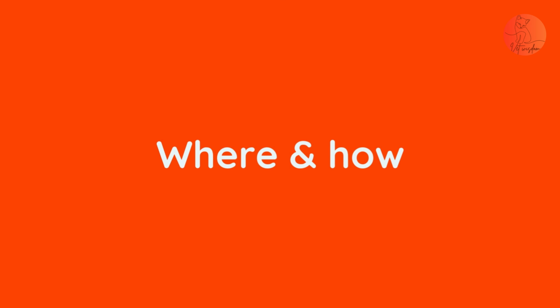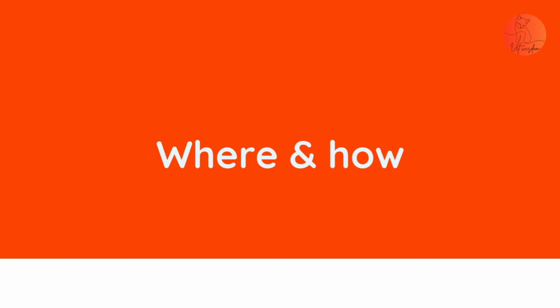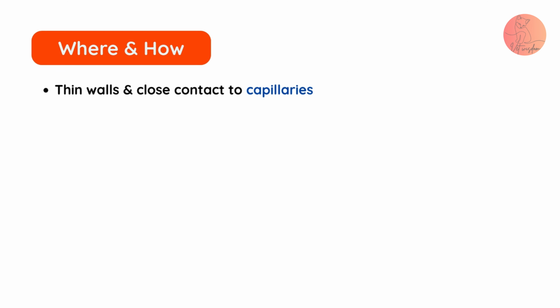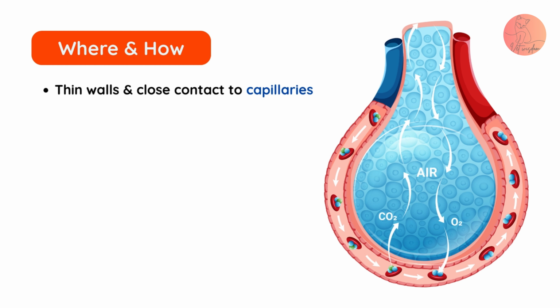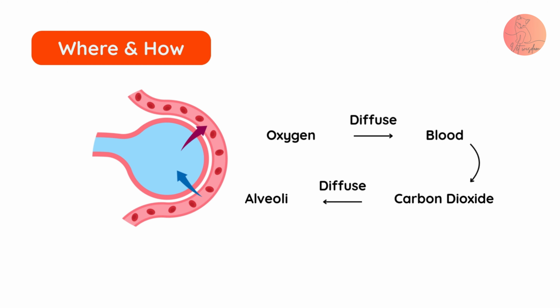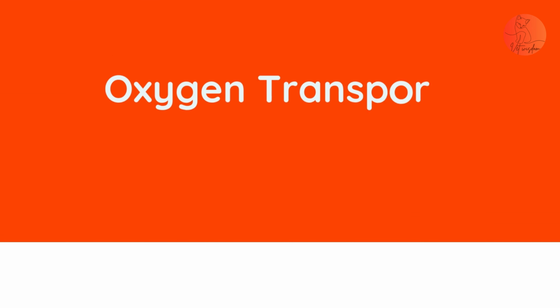Now that we know the purpose, let's understand where and how it happens. Gas exchange occurs in the alveoli, which are tiny air sacs at the end of bronchioles. Their thin walls and close contact with capillaries allow gases to diffuse easily. Oxygen diffuses from alveoli into the blood. Carbon dioxide diffuses from blood into the alveoli to be exhaled. This is the most crucial part of respiration.